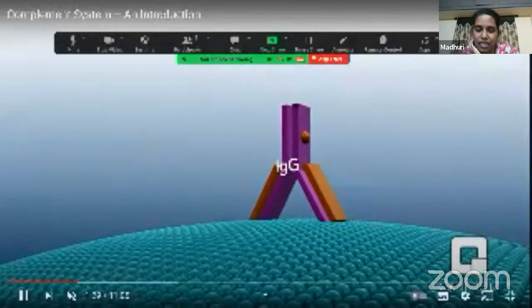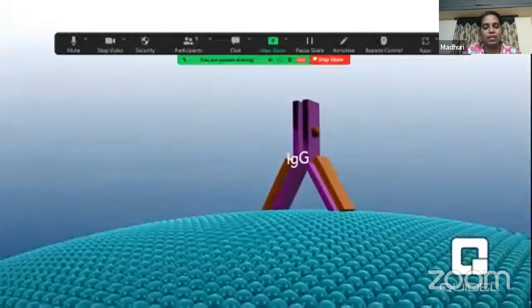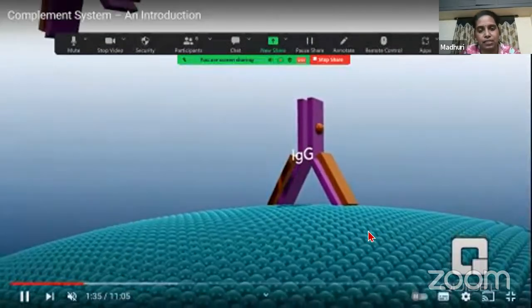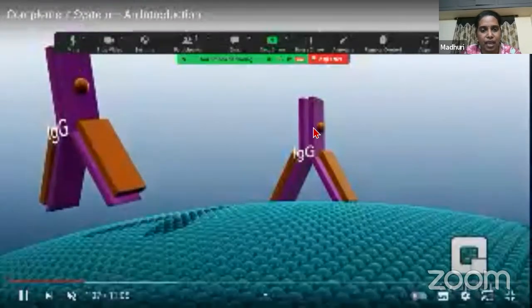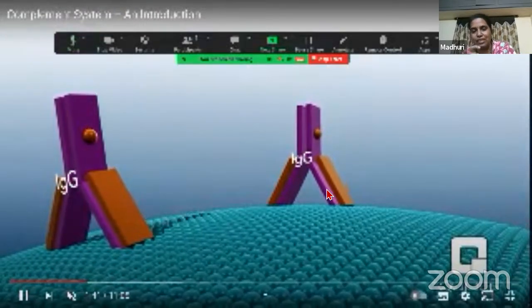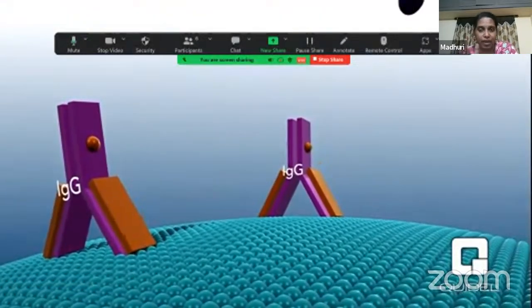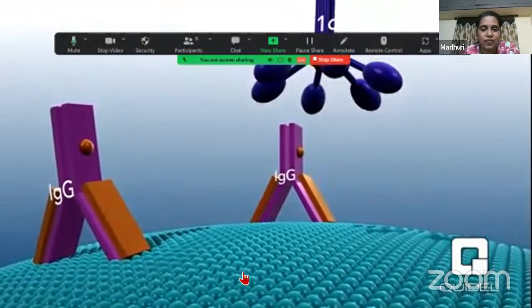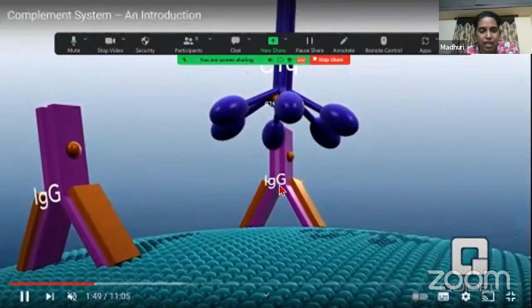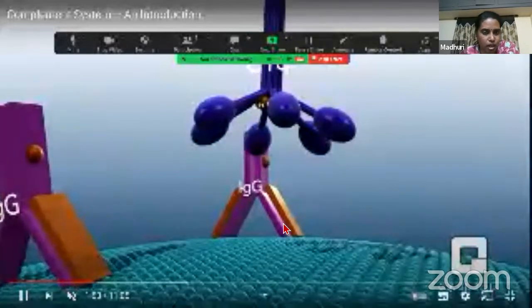Immunoglobulin G is coming and sitting onto the antigen. The green things you see over here are the antigen which is present. Then the immunoglobulin comes into the picture. Actually, in this video it is shown as immunoglobulin G; otherwise it is immunoglobulin M, which is much better. So once we have the antigen and the immunoglobulin, we have an antigen-antibody complex.